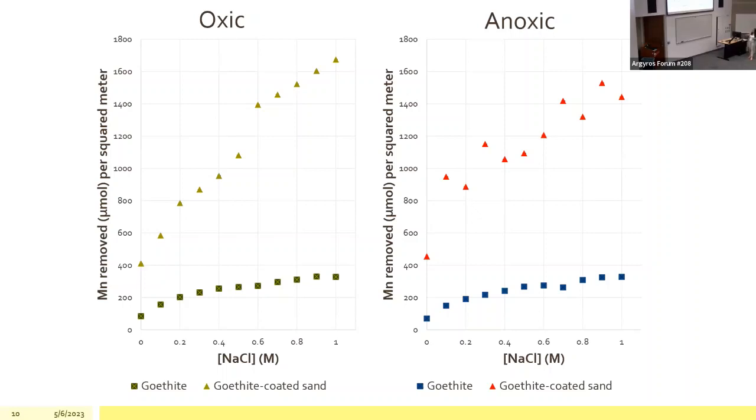And here's the result of our adsorption experiment. On the right is under oxic condition, and on the left is under anoxic condition. On the x-axis is the concentration of sodium chloride added into the solution, versus the amount of manganese actually being removed in micromolar per meter square of our substrate. So we can see that the amount of manganese being removed increases as we increase the amount of sodium chloride in our solution on both plain goethite and goethite coated sand. And we can slightly see that under oxic condition, the amount of manganese removal is slightly higher compared to under anoxic condition. And goethite coated sand can actually remove more manganese compared to just our plain goethite.